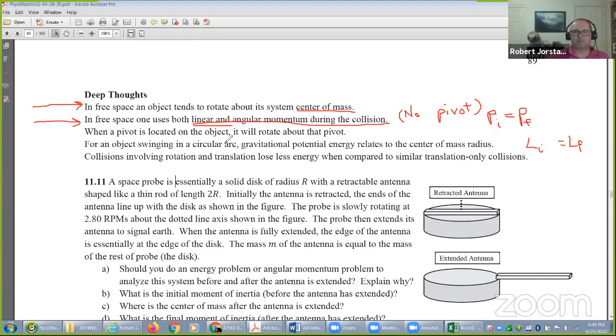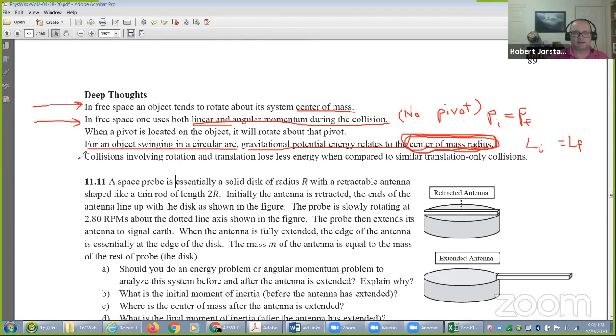Next. When you do have a pivot, the object rotates. And then watch out, remember this, for an object swinging in a circular arc, gravitational potential energy relates to the center of mass radius. This part right here is the part you've got to get right. It's usually easiest in a problem for a swinging collision to find the center of mass position and then calculate mgh on that.